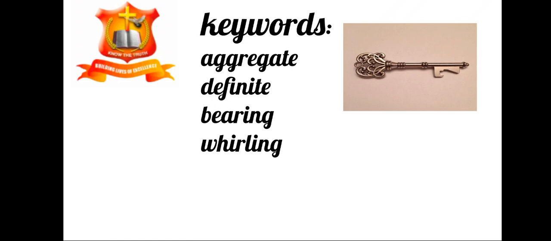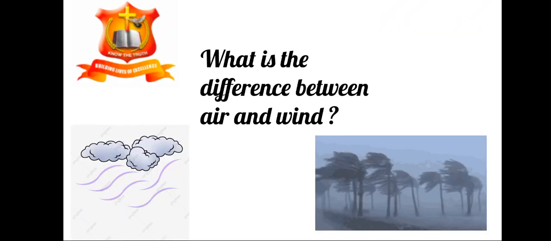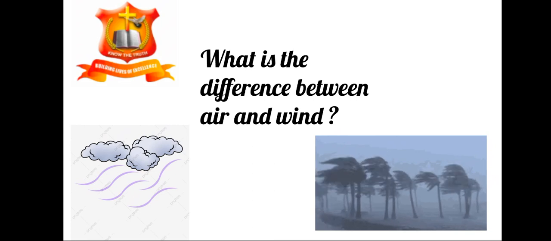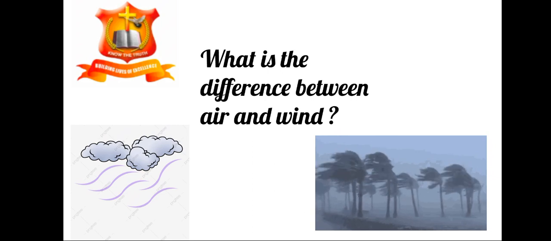Now, as usual, I am going to start this lesson plan with a question. And the question is, what is the difference between air and wind? I hope many of you know this answer. Here is the sample answer. The aggregate of gases, water vapor, dust particles, and microscopic organisms that form the layer of atmosphere is called air. And air in motion is wind.